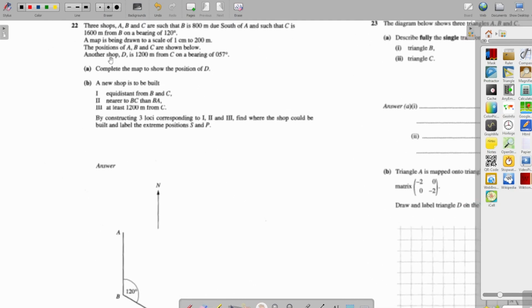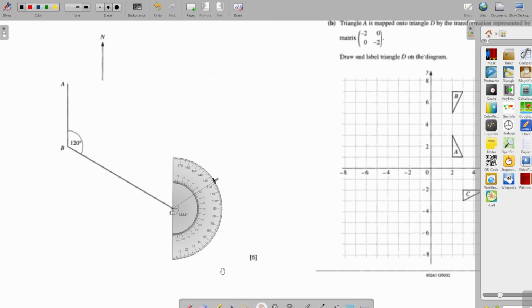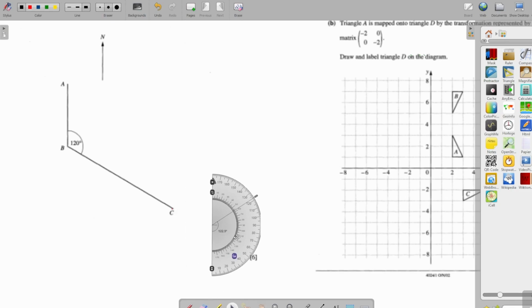And what else do we have? Right, the map is drawn to a scale of 1 centimeter to 200 meters. So 1200 meters is just 200 times 6, which gives us 1200 meters. So 1 times 6 would be 6 centimeters. So we just need to find the point. We just need to draw a line basically 6 centimeters away from C, in this direction.